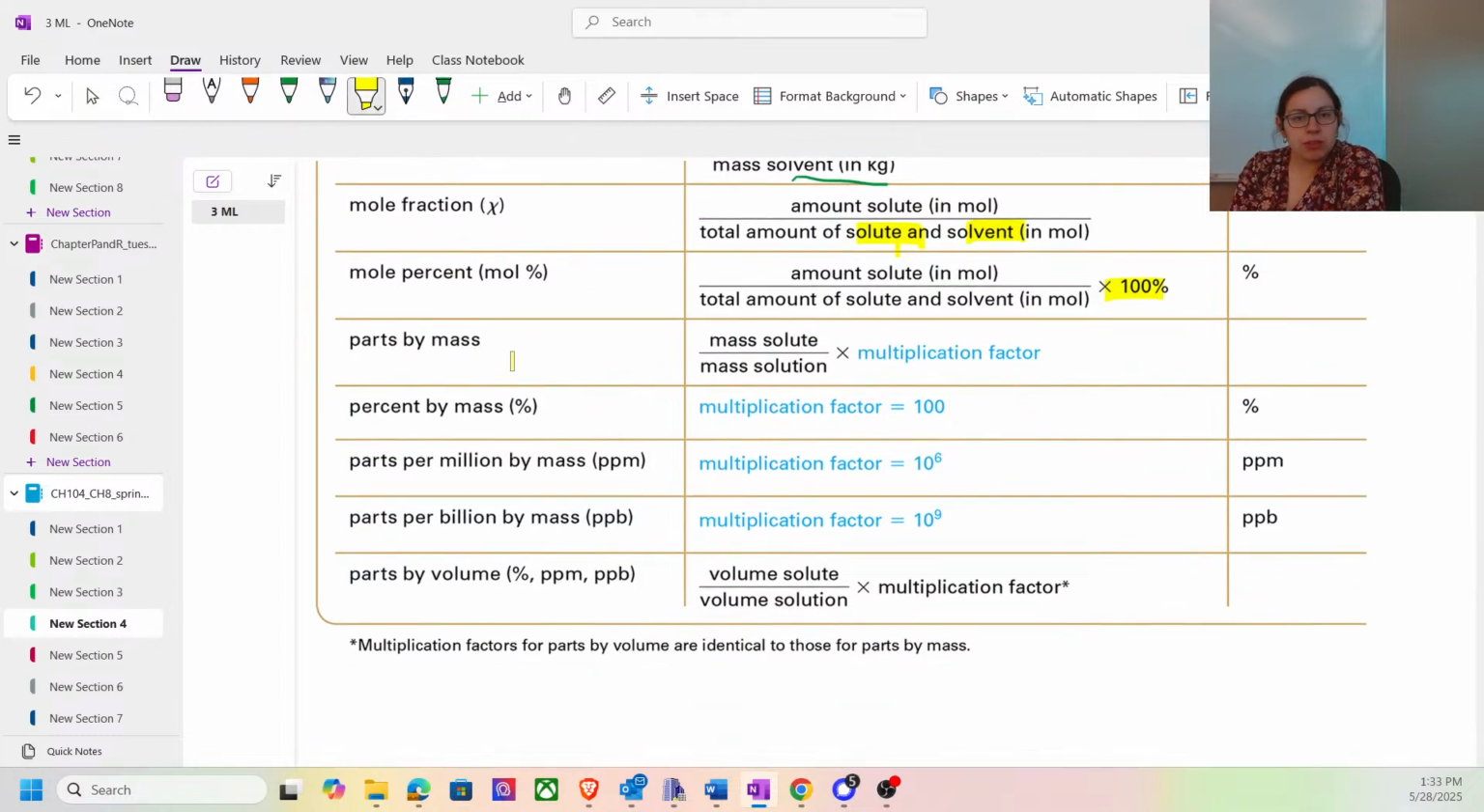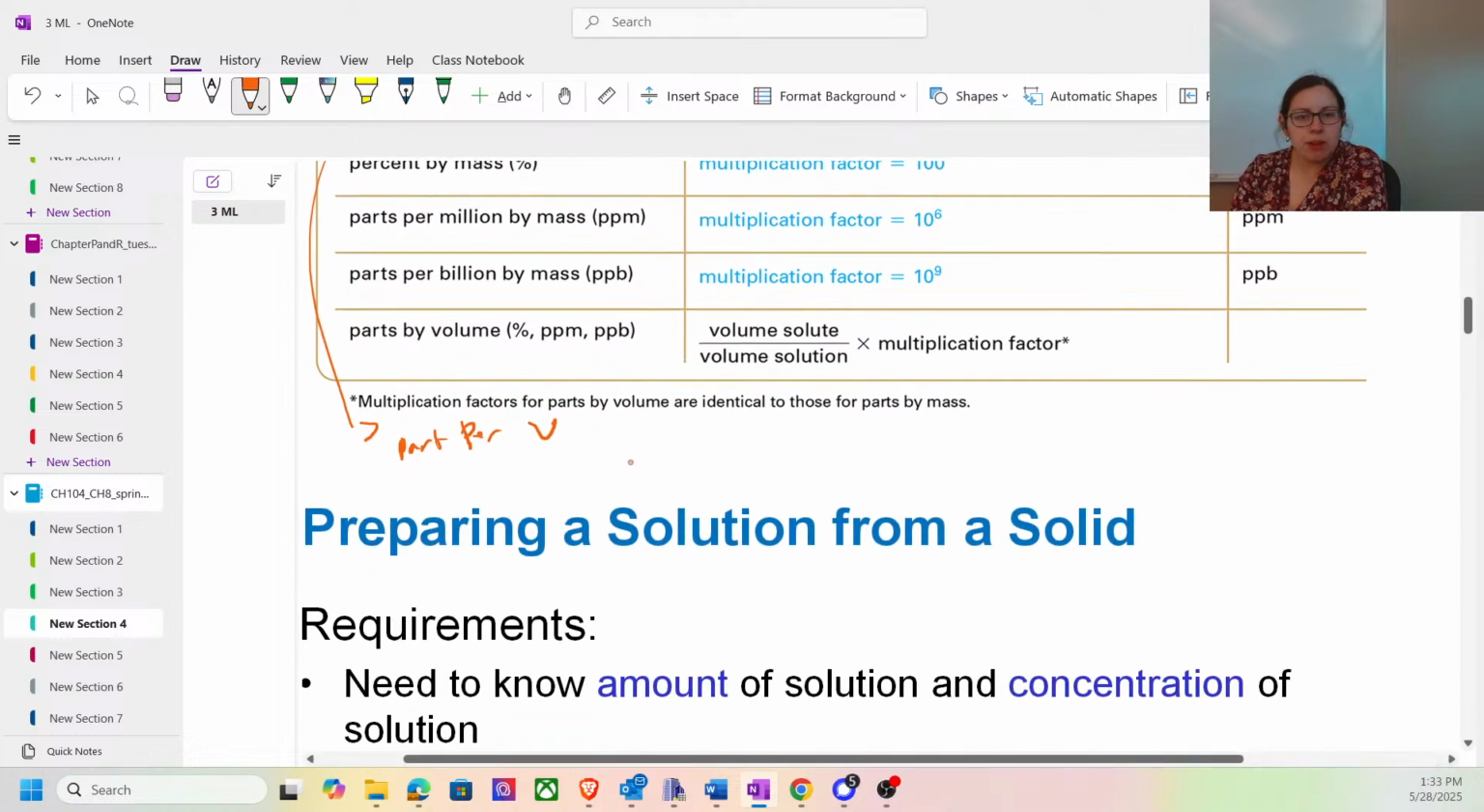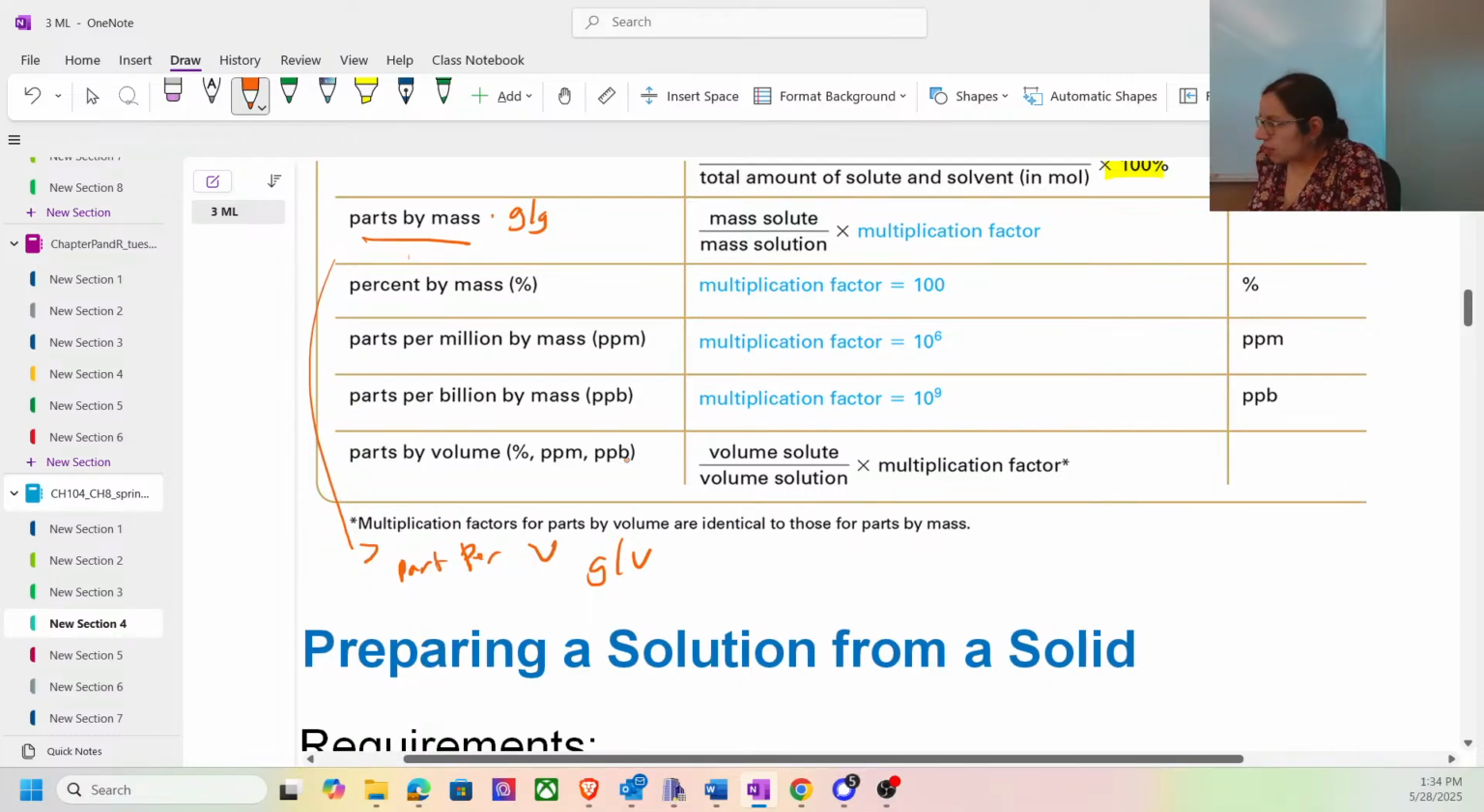And then there are also other ways to report it. So we have parts by mass. Sometimes you see this abbreviated like gram per gram, like a percentage potentially. So that goes into percent by mass. Going along with this, you could also have parts per volume, so it could be a gram per volume of solution. I think that was given to you in lab, so like I said, we can look at some of your calculations.